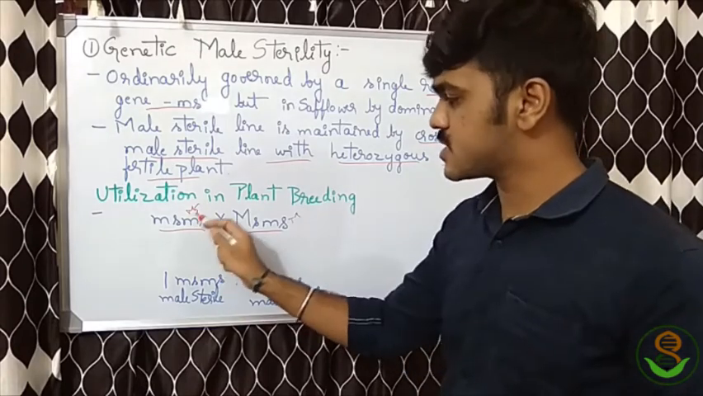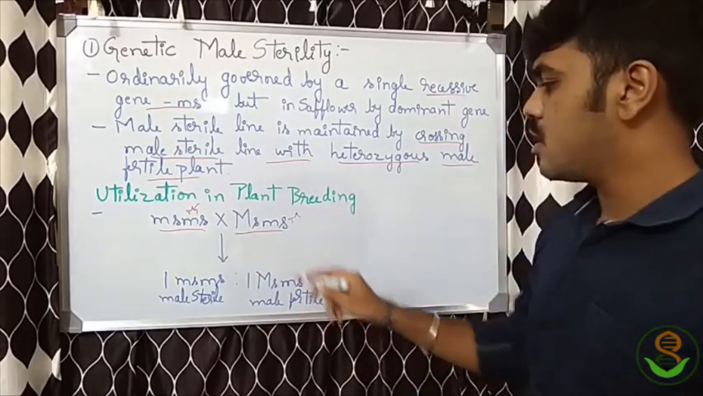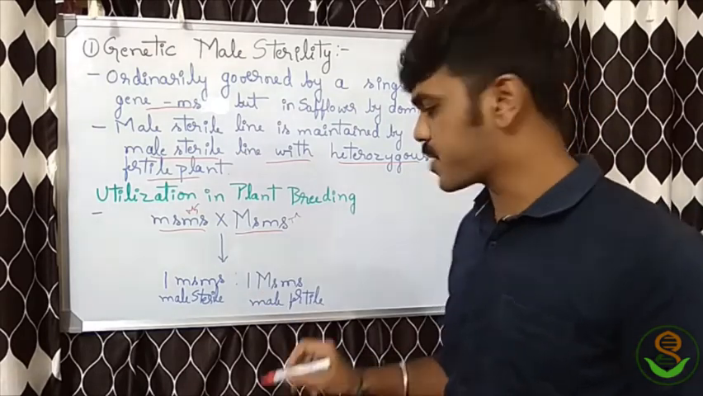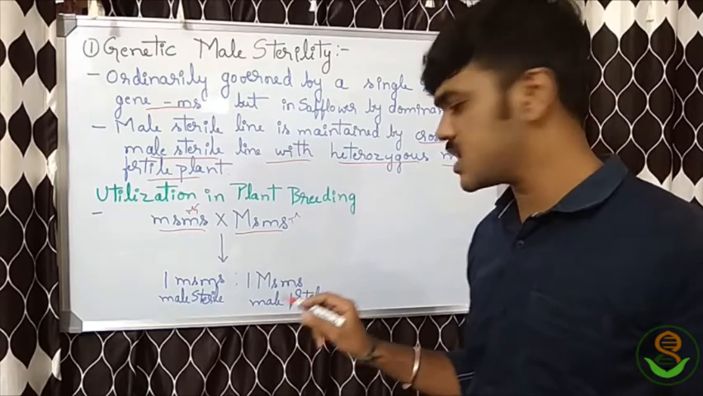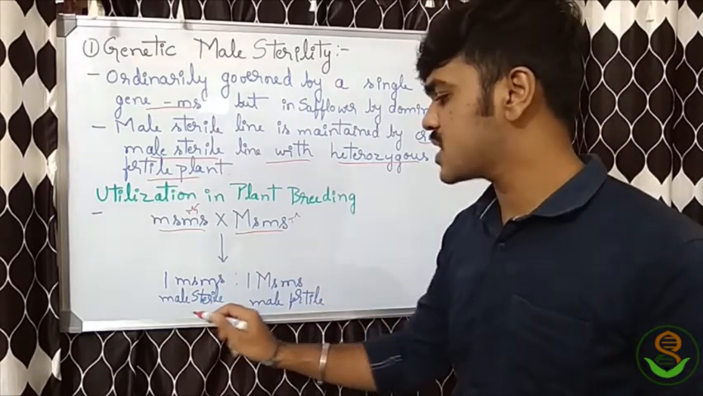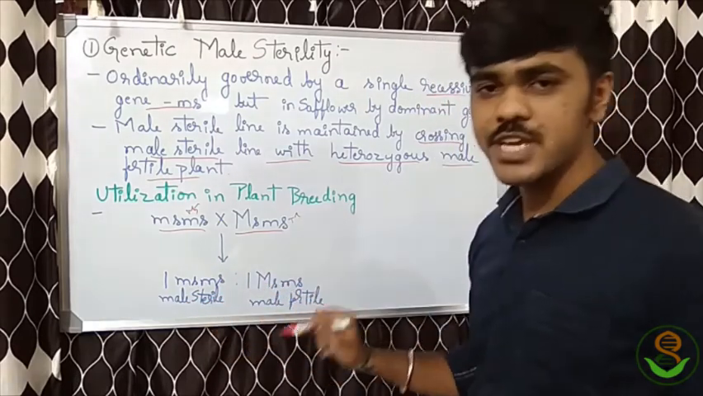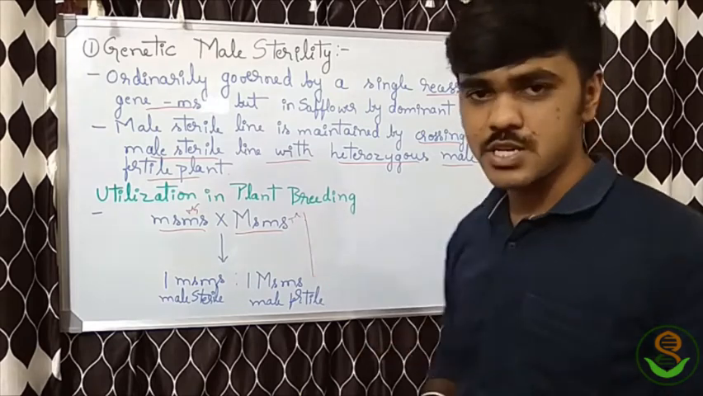Phenotypically, it is male sterile. Now, the progeny we obtain is in the ratio of 1:1 of male sterile to male fertile. That is, one male sterile to one male fertile we get due to this ratio.